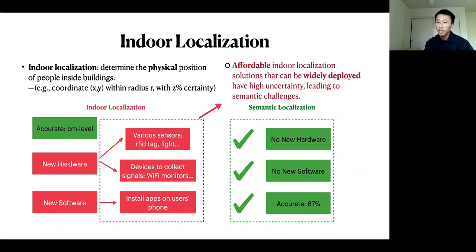Thus, we propose a semantic localization solution based on Wi-Fi connectivity data, which exists in the existing infrastructure and thus does not require any new hardware. It's also passive and does not require users to install any software on their clients. At the same time, we can localize a user to a semantic location with 87% accuracy.